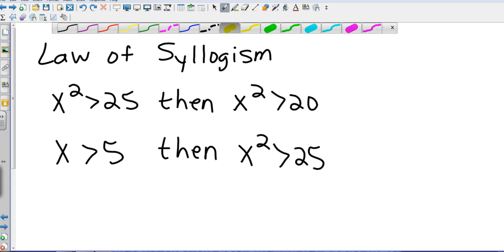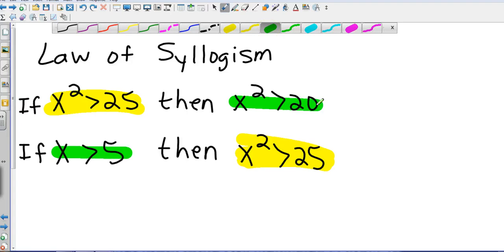Notice that I have x squared greater than 25 in both of these, which means I can rewrite this because I should have written if-then statements. If x squared is greater than 25, then x squared is greater than 20. And then if x is greater than 5, then x squared is greater than 25. Since those are the same, that means I can now compare these two in a third statement.